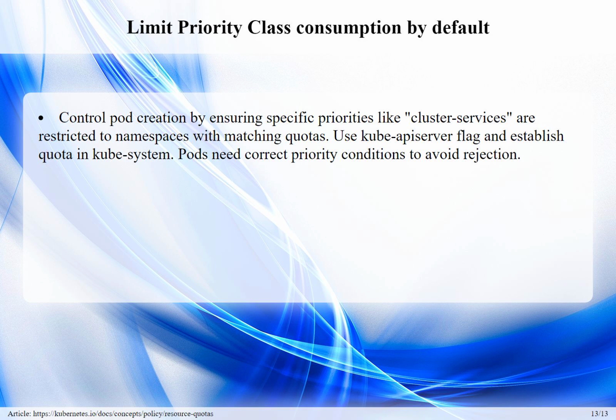To enforce this, the kube-apiserver flag must be set to include a specific configuration file, and a resource quota object should be established in the kube-system namespace. Pods without a priority class name or with a specified priority other than cluster services can be created freely, but those with cluster services must be created in kube-system and pass the quota check. Otherwise, such requests are rejected if they fall outside this namespace.